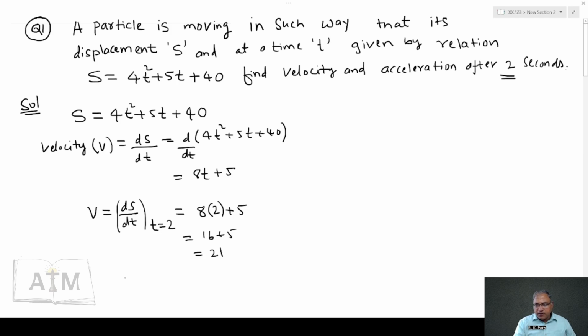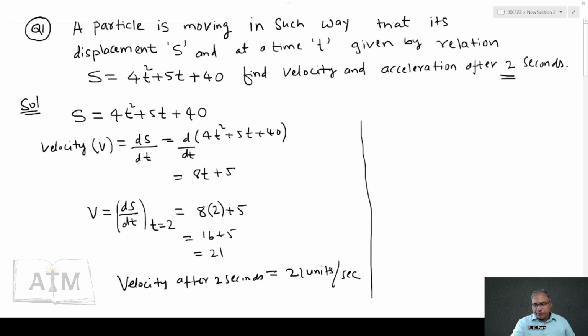And here the units are not given. It is not given centimeter, it is not given meter. In such a case we can write: velocity after 2 seconds, or you can say at the end of 2 seconds, is equal to 21 units per second. Now we have to find acceleration.